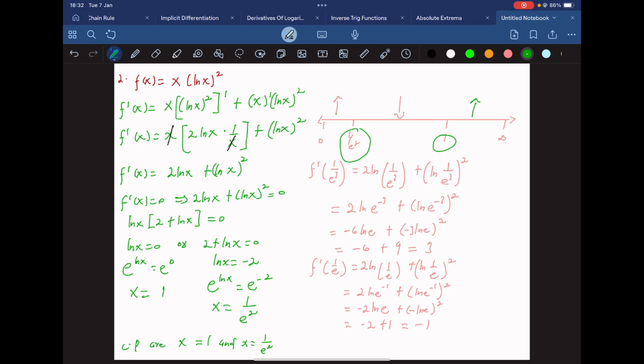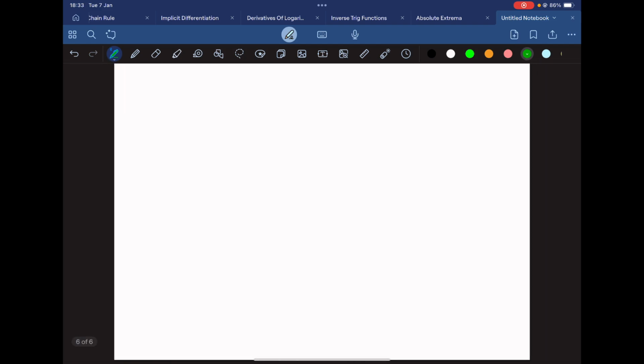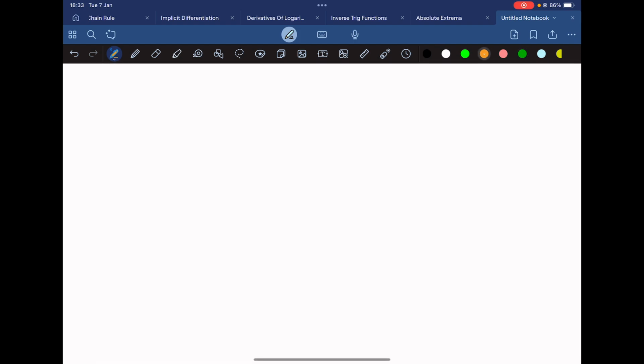Okay, now let's look at our third and last question. For the third question, we have f of x equal to cosine squared of x minus 2 cot of x, which is between 0 and pi. So just as before, we have to find f prime of x. So remember, if you differentiate cosine squared x, how do you differentiate this? To differentiate this, you have to use the chain rule.